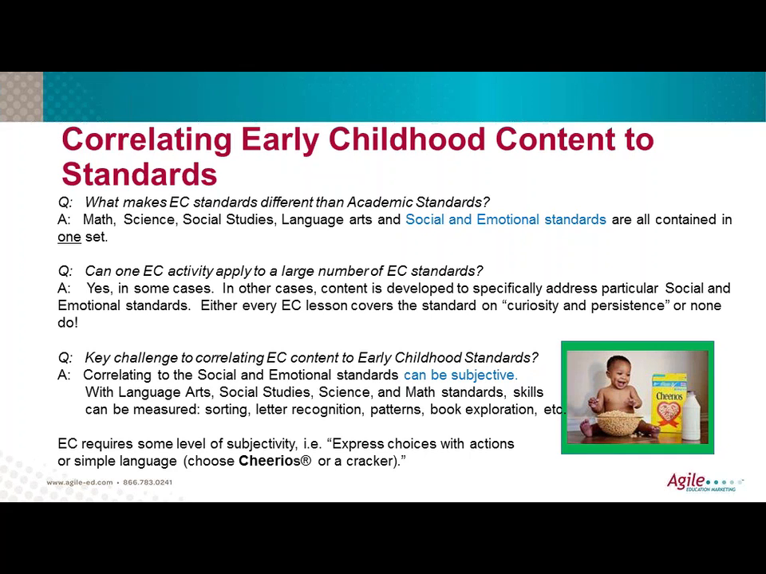There's an amazing number of standards that have to do with Cheerios, for instance. We found a long list of them, like express choices with actions or simple language, choose Cheerios or a cracker. And there are many more. It's surprising how many there actually are. Whereas correlating to math and science is really straightforward, where you're looking at sorting, letter recognition, patterns, when you're talking about social and emotional, you have to think a little bit harder about how the content can actually correlate.